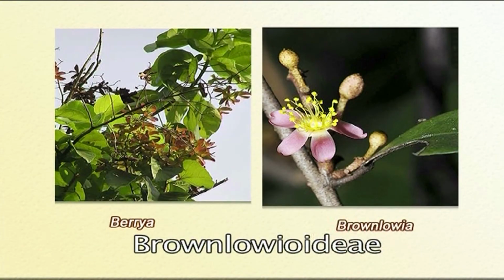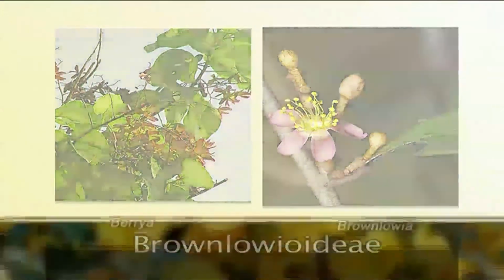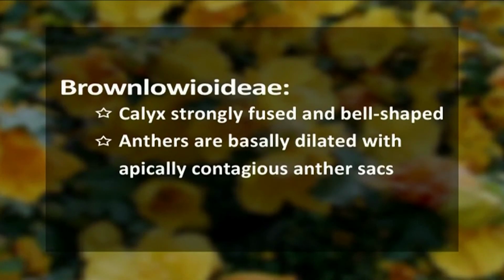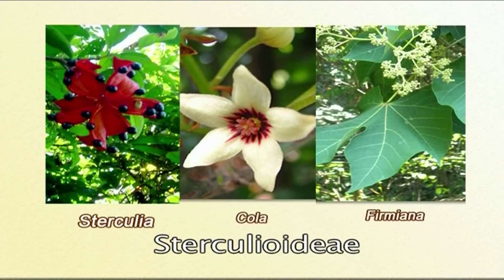The Helicteroideae subfamily, as represented by Helicteres, Durio, and other relatives, show a common feature of presence of androgynophore. One more subfamily by the name Brownlowioideae is represented by genera like Berrya, Brownlowia, and their relatives. The Brownlowioideae have their calyx strongly fused, and this calyx is bell-shaped. Also here, the anthers are basally dilated with apically contiguous anther sacs. One more subfamily, Sterculioideae, which contains common genera Sterculia, Cola, Firmiana, and their relatives.